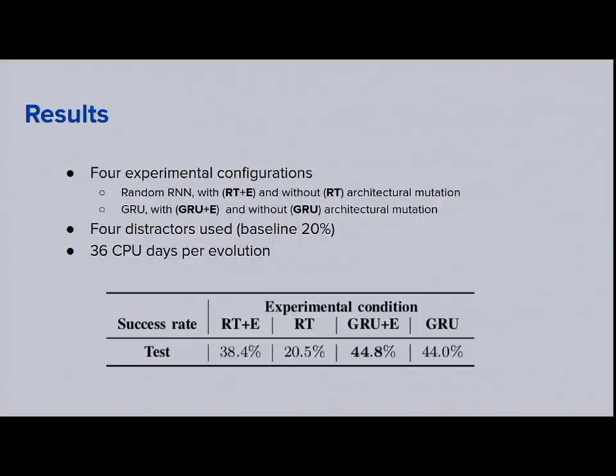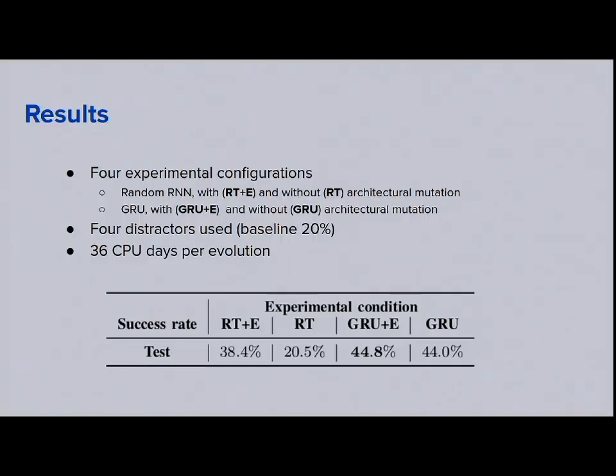So we tested 4 different experimental configurations. Like I said, we had this random and this gated recurrent unit initial architecture, and for each one we tested them with and without architectural evolution. In these 2 groups, RT and GRU, those were just the random and gated recurrent unit initial architectures, and we only evolved the weights. There were no changes to architecture, but this plus E implies that we actually evolved the architectures in these cases. We used 4 distracting objects, so baseline performance would be 20%, and each of these ran for a single day on 36 CPUs, so 36 CPU days per evolution.